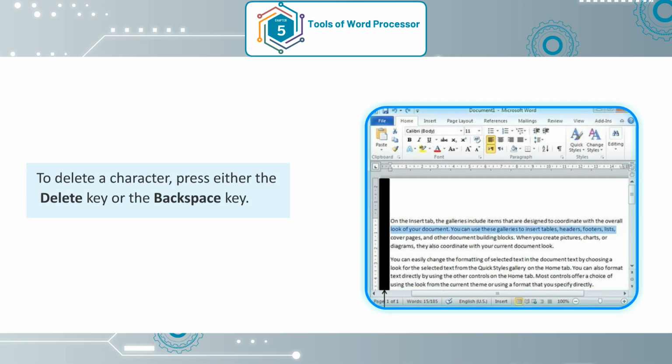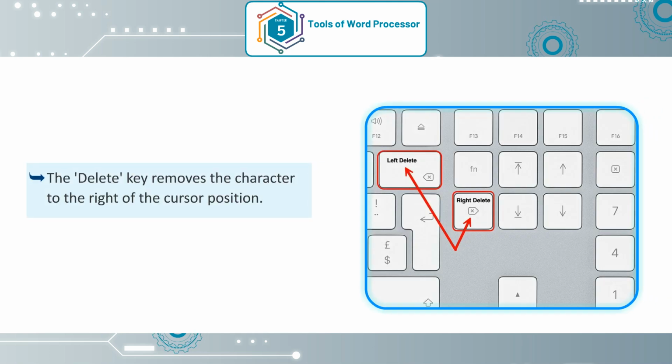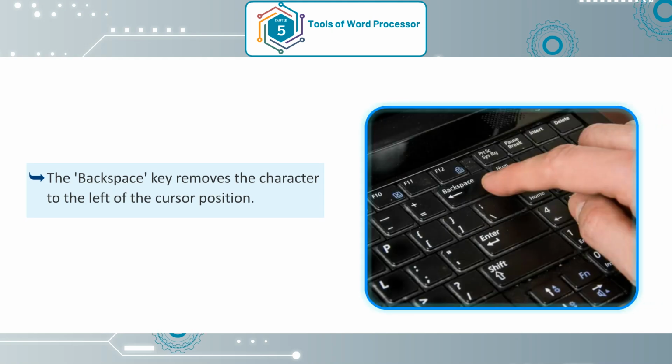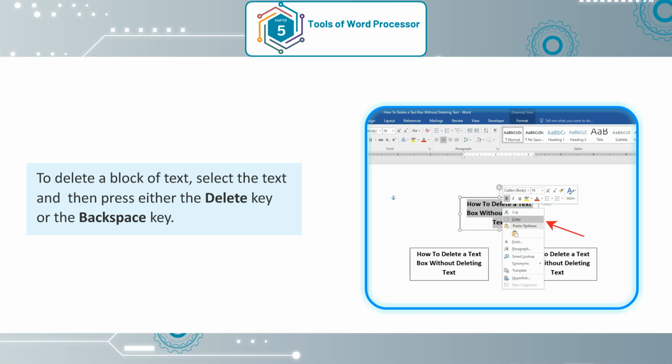Deleting the text. To delete a character, press either the Delete key or the Backspace key. The Delete key removes the character to the right of the cursor position. The Backspace key removes the character to the left of the cursor position. To delete a block of text, select the text and then press either the Delete key or the Backspace key.